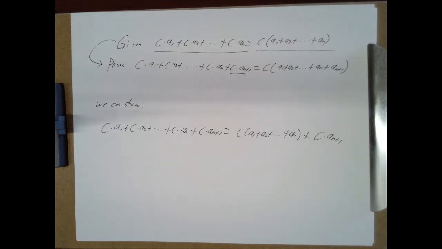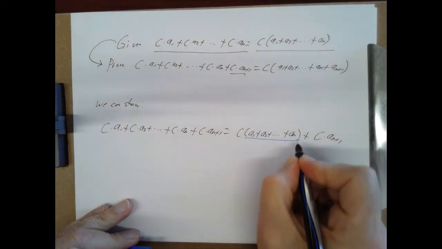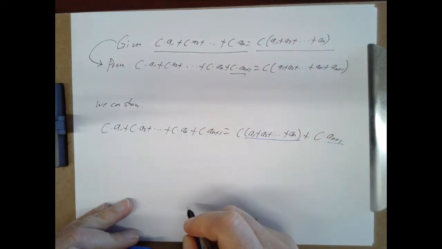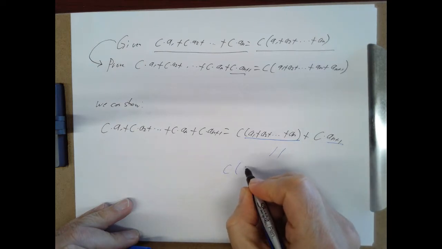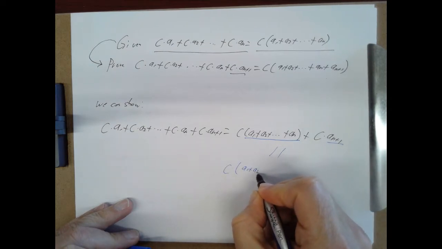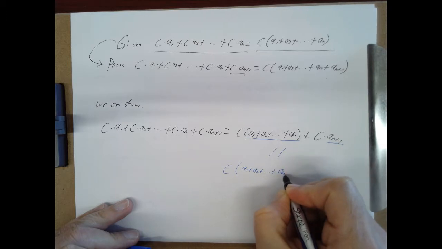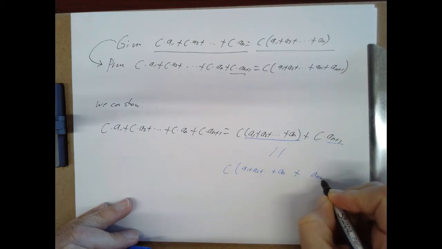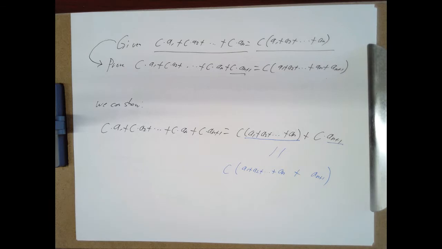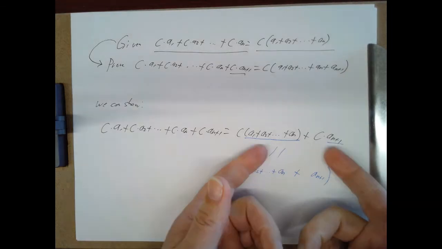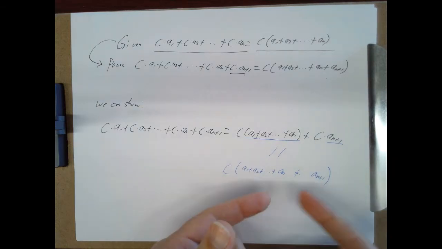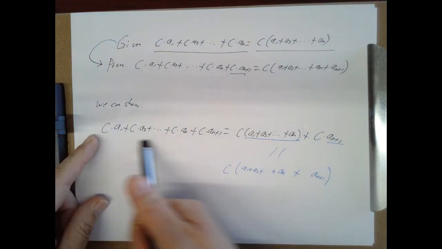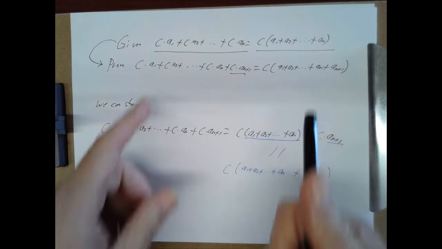And now we certainly have c times some expression plus c times some other expression, and that's absolutely equal to c times that first expression plus that second expression. Because now we're factoring c out of simply two terms that are added together, each multiplied by c. So we can pull the c out of that, and now we've shown that this is equal to that. That's what we were trying to prove.